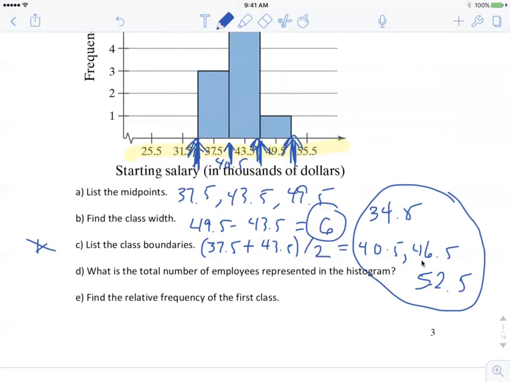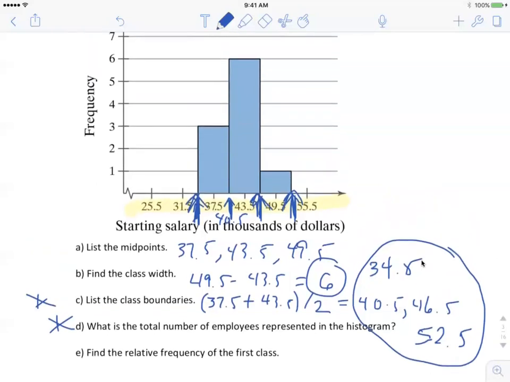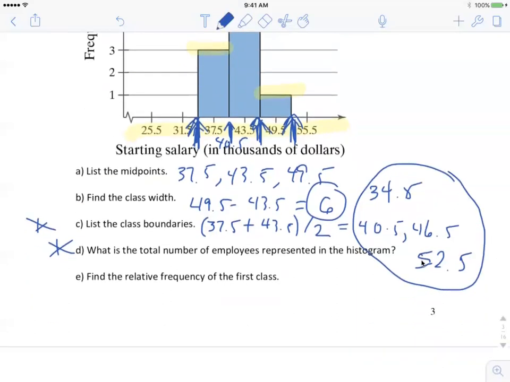Okay, find the relative frequency of the first class. Oops, no, D, didn't do D yet. What is the total number of employees represented in this histogram? Okay, that's the sum of the frequencies. That's the sum of all of the heights of all of the bars, right? So we got 3, 6, 1. Add those together and you've got it. So 3 plus 6 plus 1, looks like we've got 10 employees.